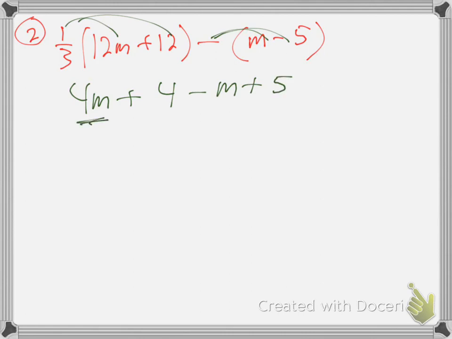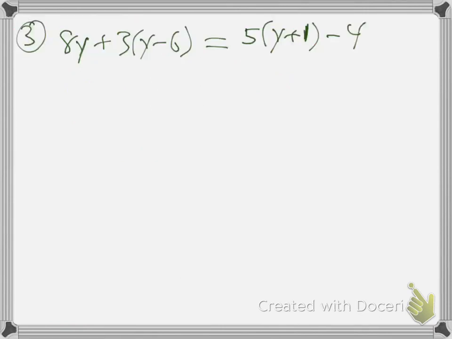All is well. 4m minus m is 3m, and 4 plus 5 is 9. Good? Easy? All right. So I want you to solve.